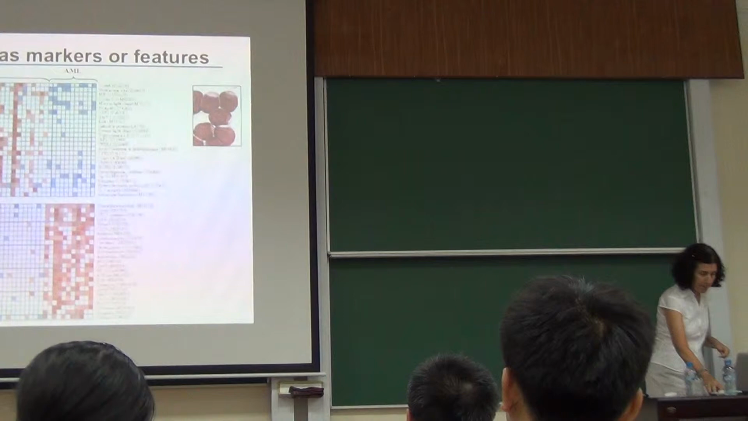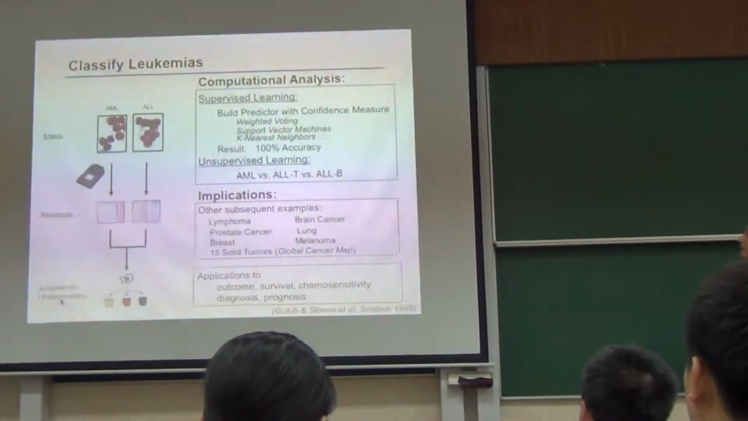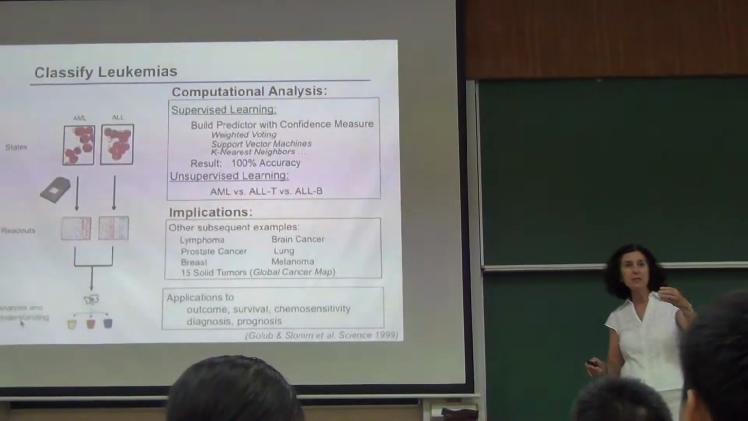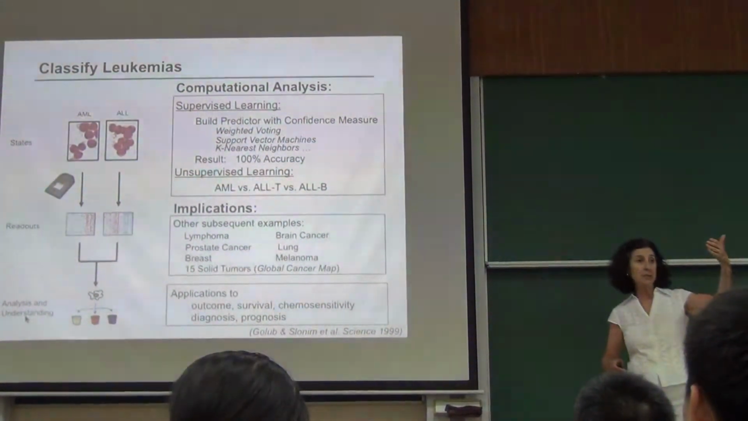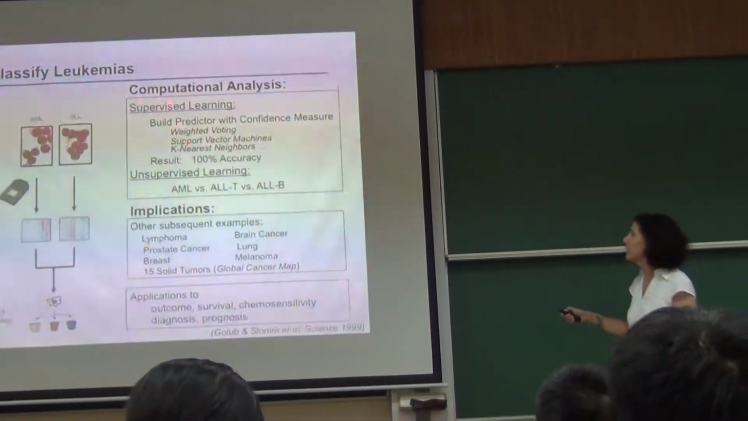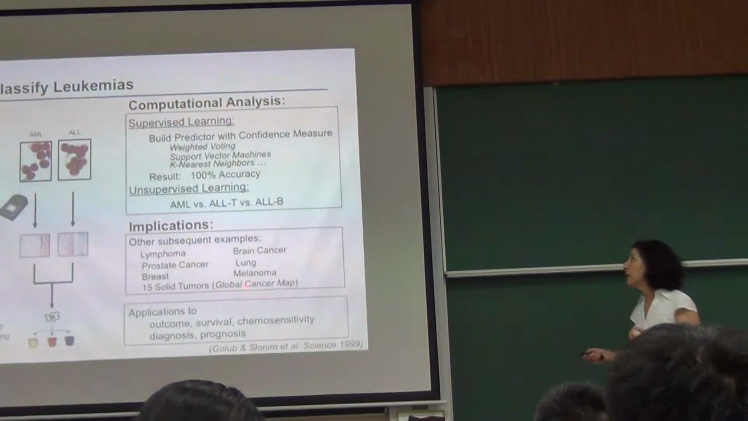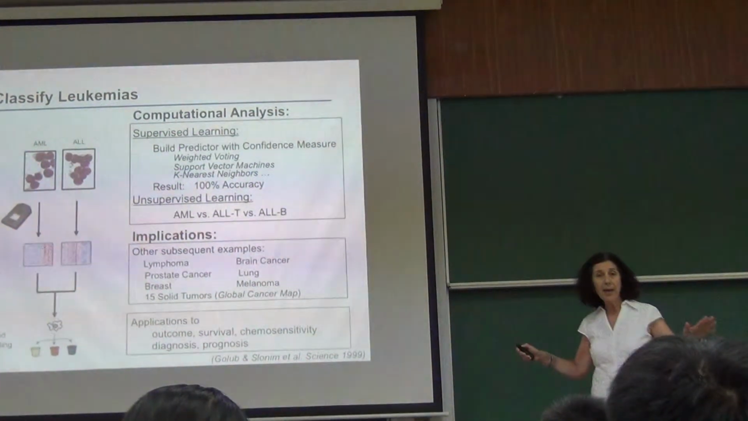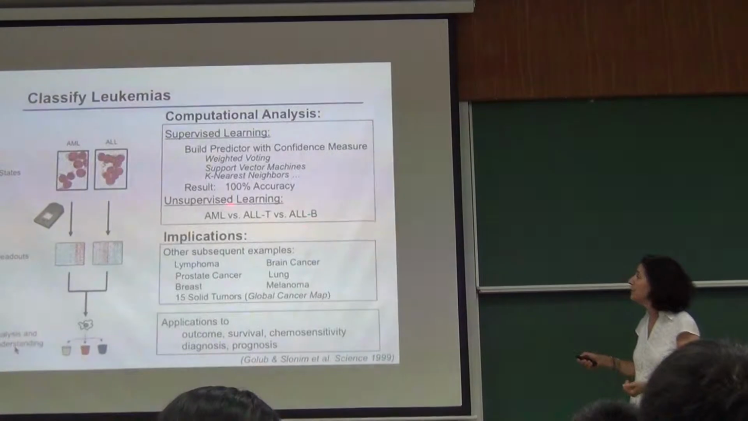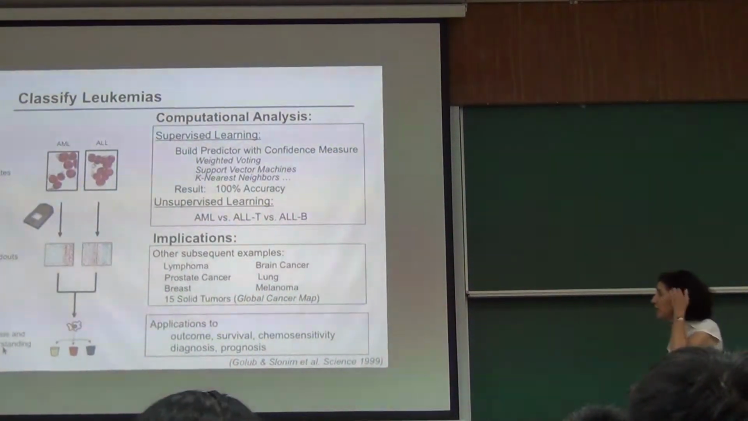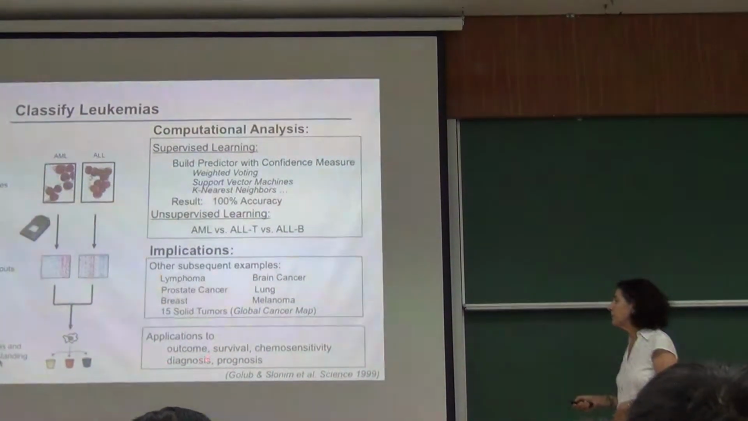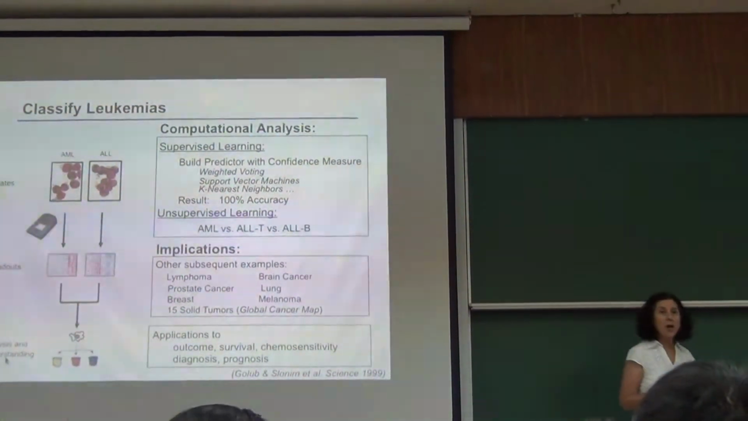Okay, so what was the bottom line? The bottom line is that this approach works very well. We use weighted voting, that is, each of those features or genes votes according to its correlation with the disease type for whether the patient has AML or ALL. But you can use many other machine learning algorithms and basically get 100% accuracy. And in fact, if you took all the labels away and you clustered the data, then you would easily distinguish AML from these two different types of ALL and the two different types of AML from each other. And we've gone on to do so many other types of cancers and also applied it to outcomes, survival, chemosensitivity, diagnosis, and prognosis. Okay, so why aren't we done?